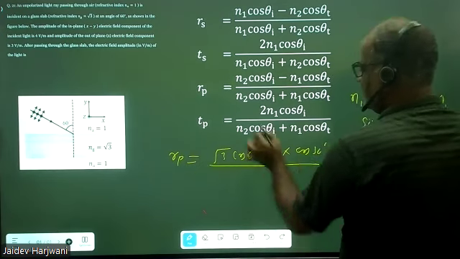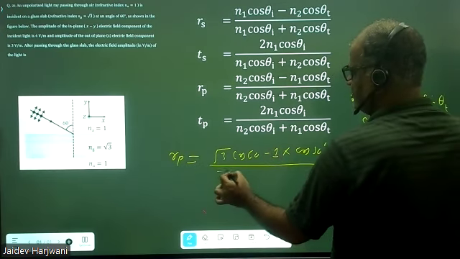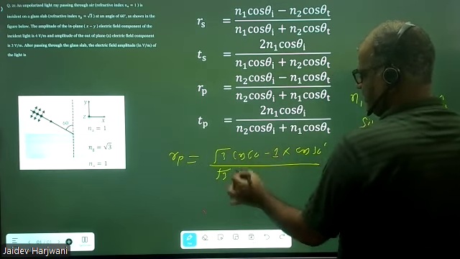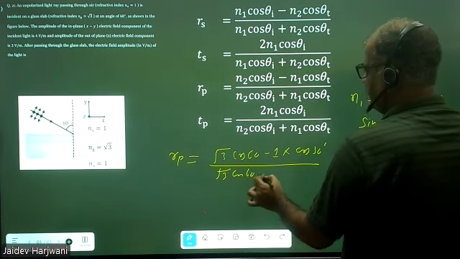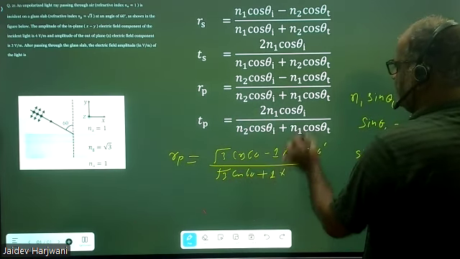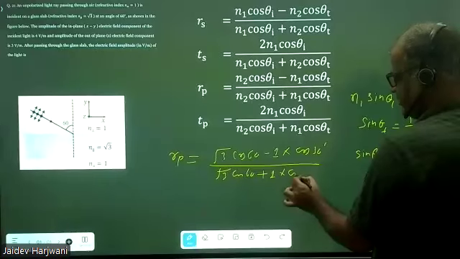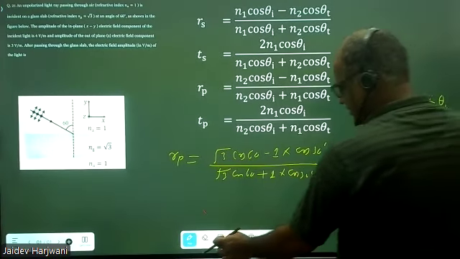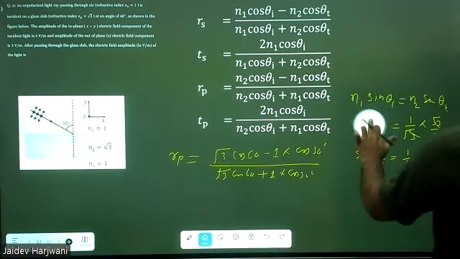Similarly, here you have n2 as √3, cos 60 degrees, plus n1 is 1, and cos 30 degrees. So let us calculate the values here.